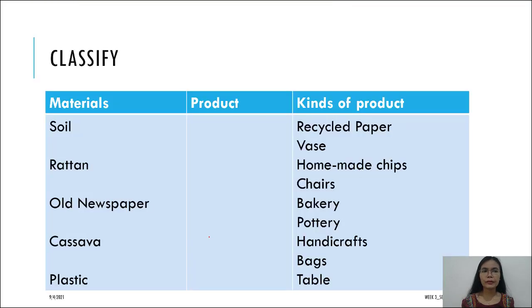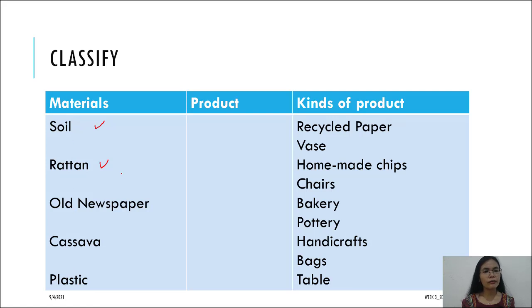Yeah, so as a warm-up activity for today's week, I have here an exercise for you to make. So there are materials, products, and kinds of product. I have here materials: soil, okay, and then I have rattan, which is in Bahasa, old newspaper, cassava, and also plastic. So these are 5 materials.